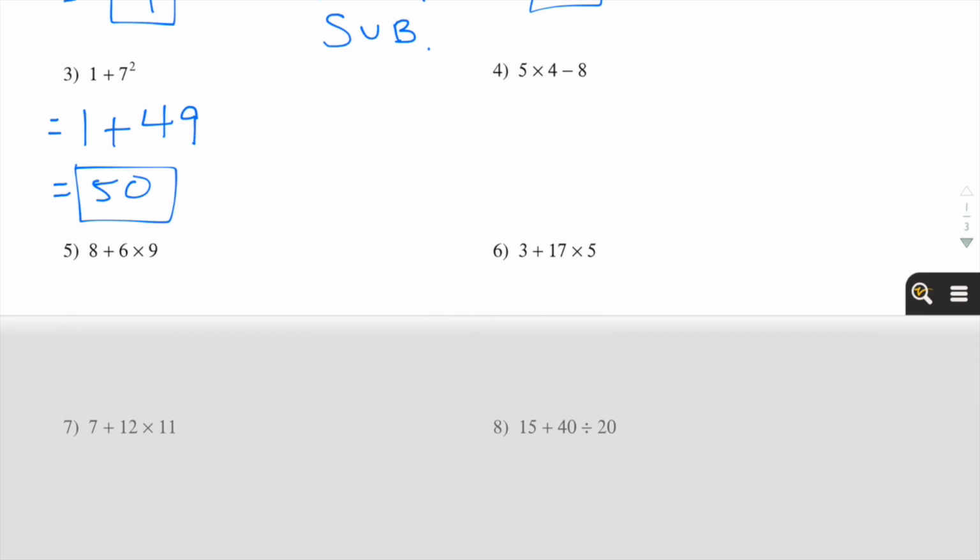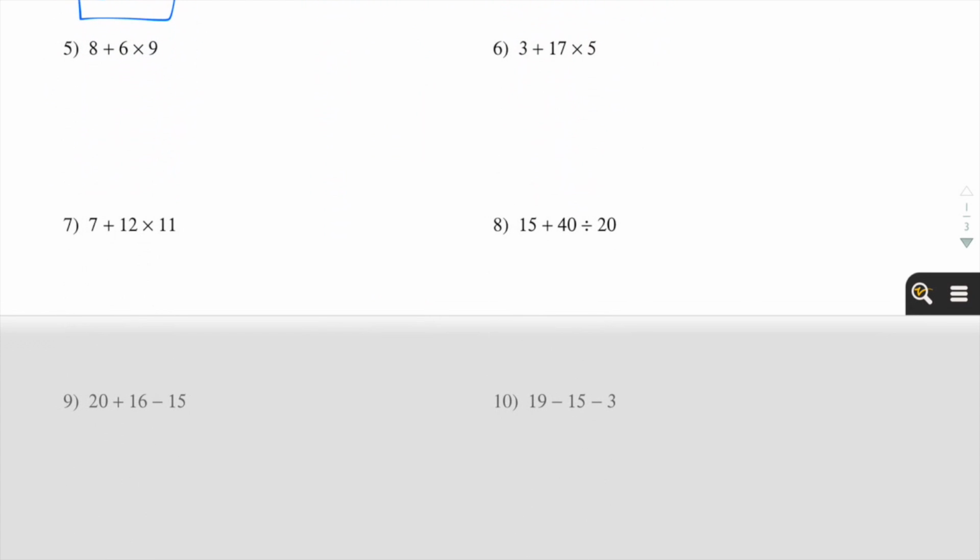Okay, number 4. PEMDAS again, parentheses no, exponents no, multiplication or division yes. So we do the 5 times 4 first, we end up getting 20, and then we write that minus 8. 20 minus 8 ends up giving us 12 as our final answer. Number 5. Parentheses no, exponents no, multiplication or division yes. So we do the 6 times 9 first. So let's go ahead and write that 8 plus 6 times 9 ends up giving us 54. Add those straight across, we end up getting 62 for number 5.